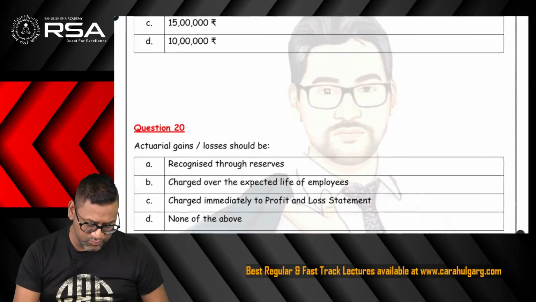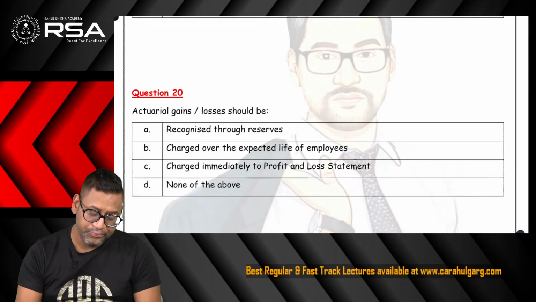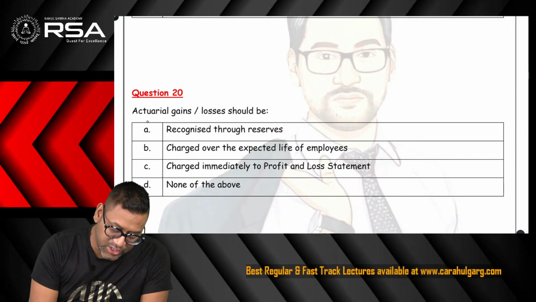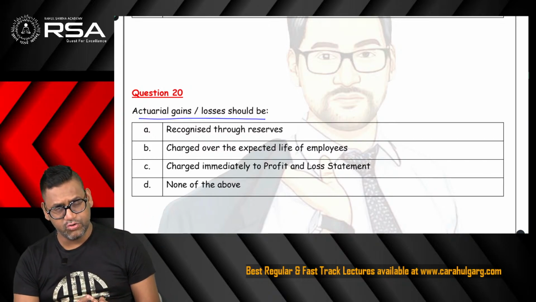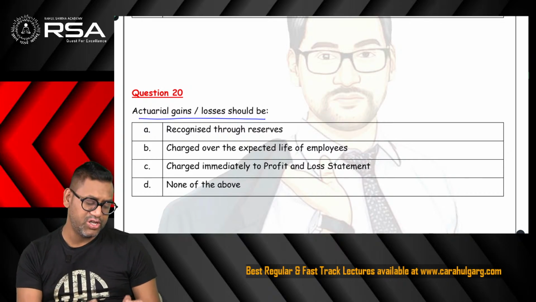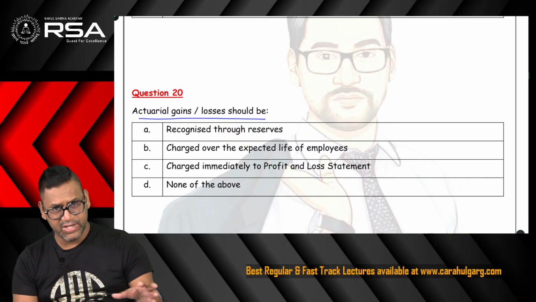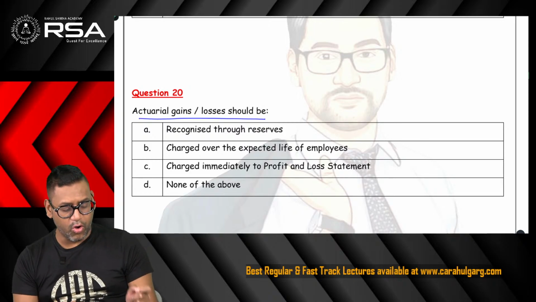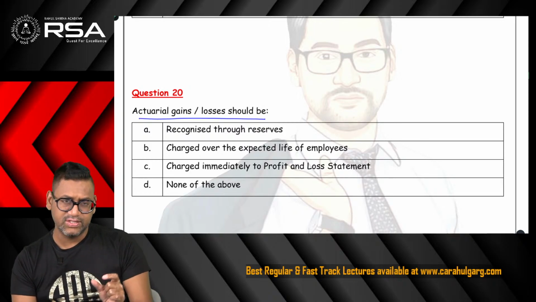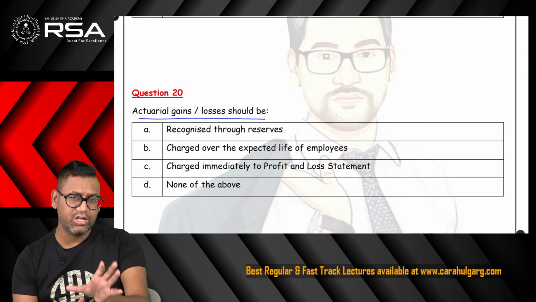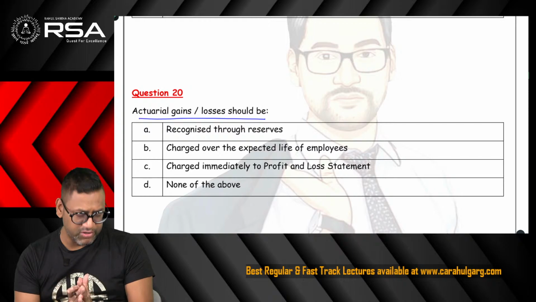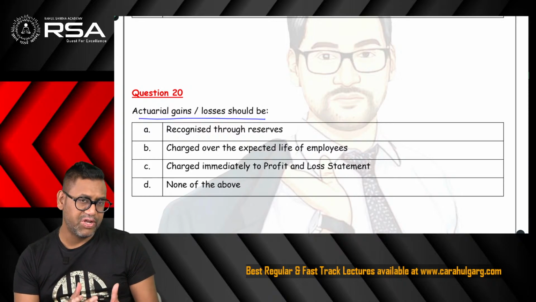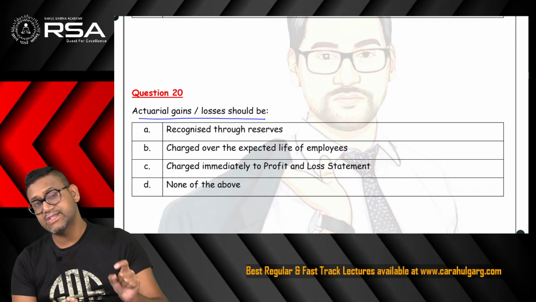The last question is from AS number 15. It says actuarial gains or losses should be. In AS number 15, which talks about retirement benefits, we talk about the actuary as well, who is a specialized person who helps the organization in fixing the correct amount of liability, making the correct amount of provision, and having the correct estimation to the nearest correct figure. So sometimes as per his valuation, certain gains and losses may arise. Now what is the treatment of that? That is given in AS number 15.